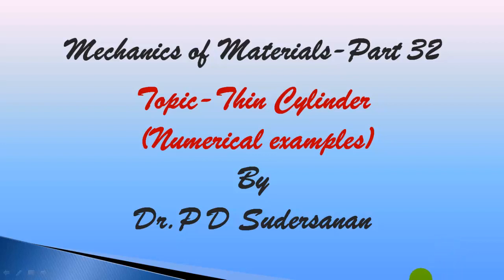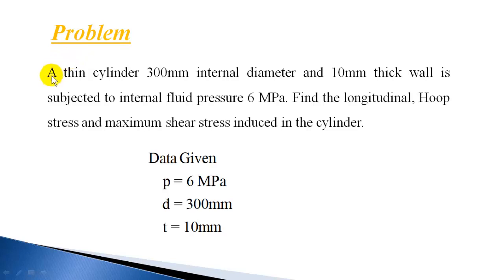In today's class, we'll work out a few numerical examples on thin cylinder. Let us start with an example. A thin cylinder, 300 mm internal diameter and 10 mm thick wall is subjected to internal fluid pressure 6 megapascal. Find the longitudinal, hoop stress and maximum shear stress induced in the cylinder.